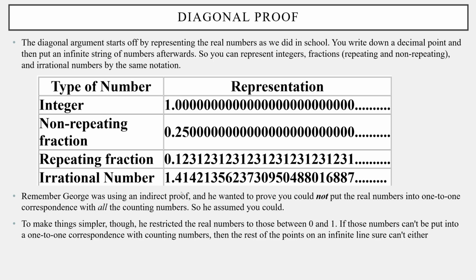So we're using an indirect proof. We wanted to prove that you could not put the real numbers into a one-to-one correspondence with all the natural numbers, 1, 2, 3, and so on. So we started with the assumption you could. To make things simple, we're just going to look at the real numbers between 0 and 1. If those numbers can't be put into a one-to-one correspondence with the counting numbers, then the rest of the points on the infinite line sure couldn't either.